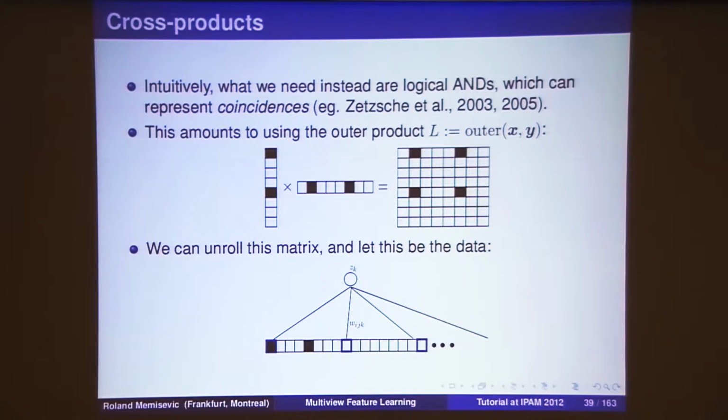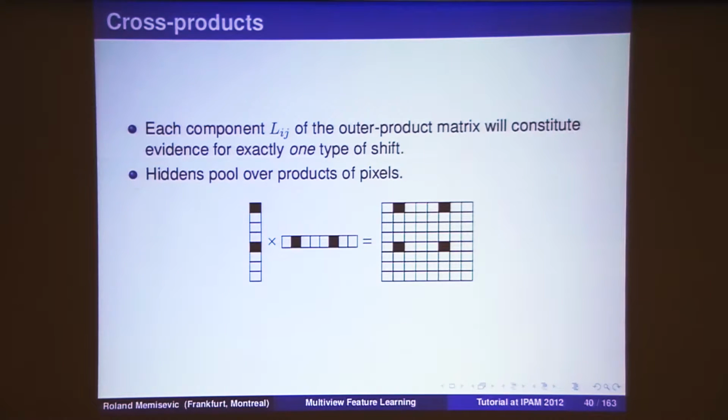The way it translates to those AND gates is that, well, let's look at, say, the outer product of those two images. Let's look at this matrix here, each component of which contains the AND of 2 pixels, one in the one image, one in the other. Now, if you take this matrix and make a vector out of it, and then have a hidden unit pool over the components of this vector, then this hidden unit is actually going to be able to figure out if there was a left shift or right shift, a non-shift, or whatever transformations you're interested in.